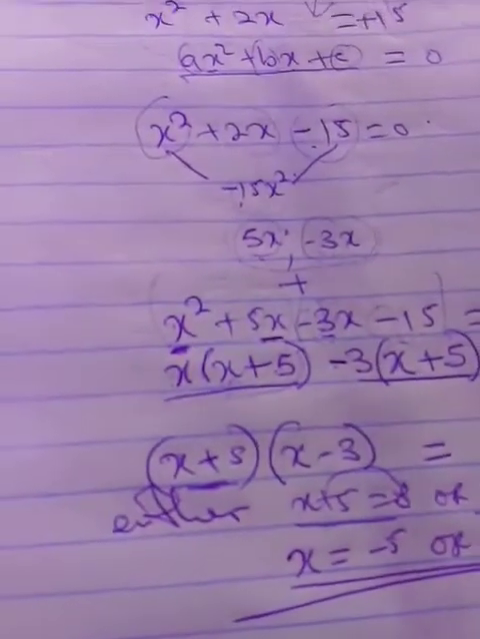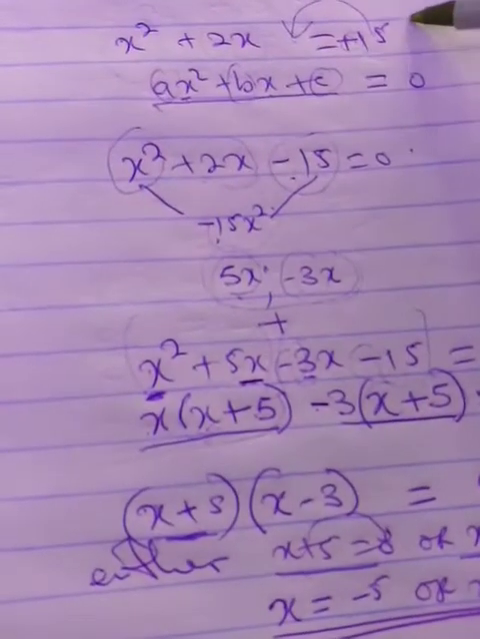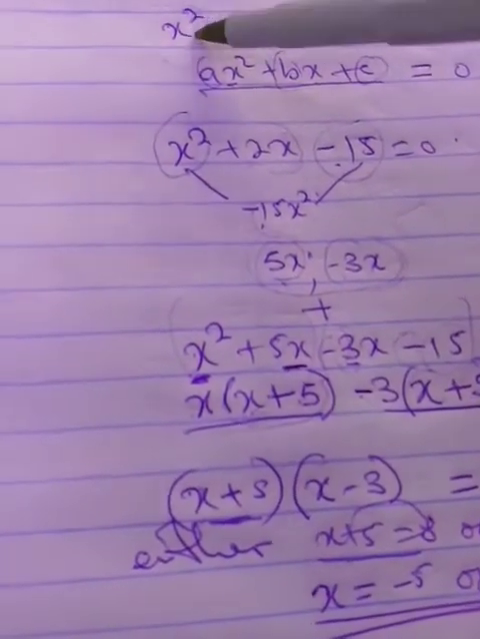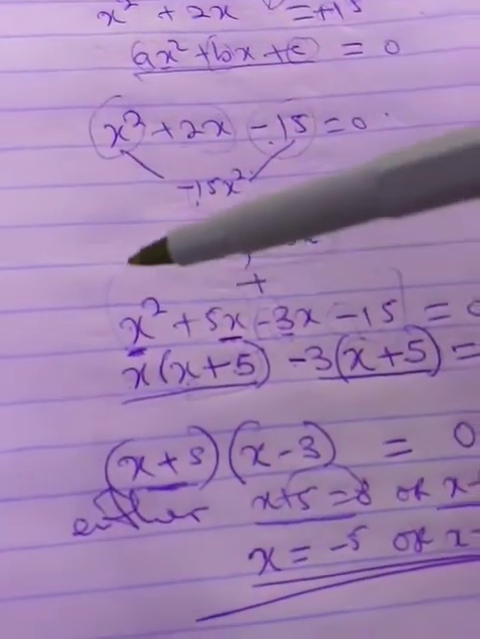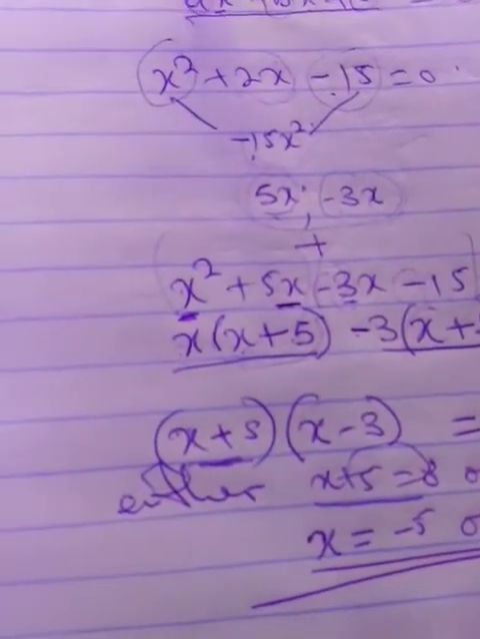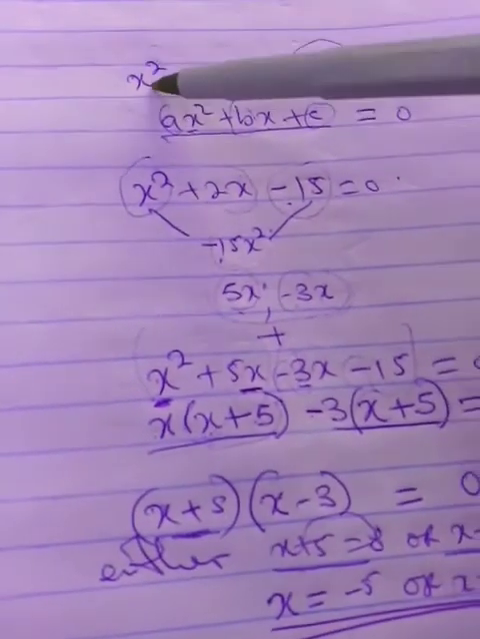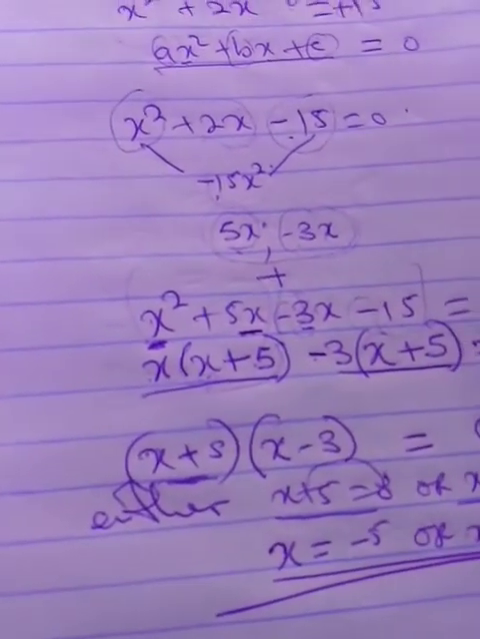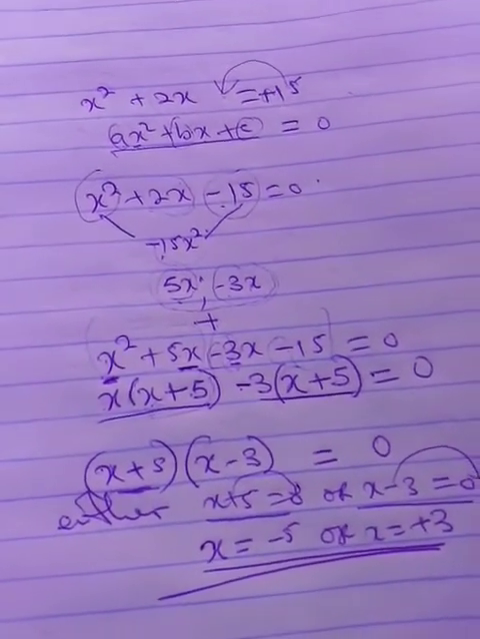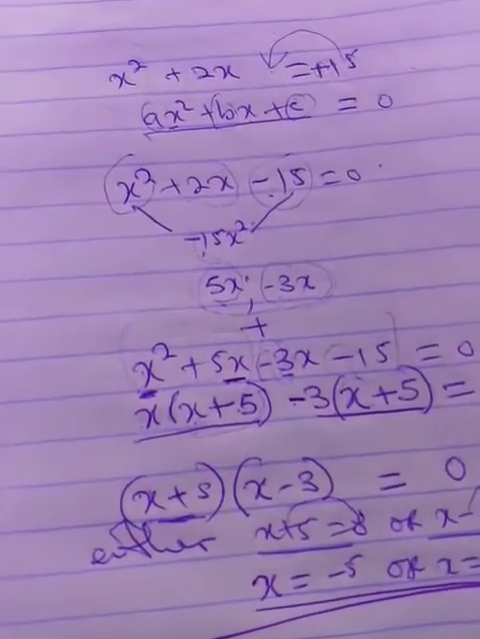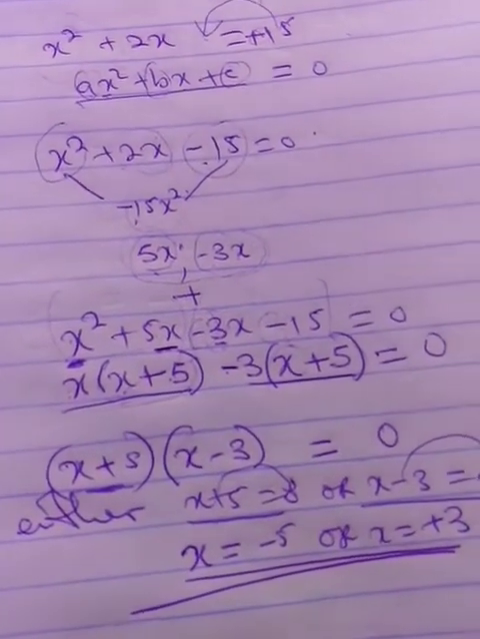So you must take note that whenever you have a quadratic equation, or an equation with the power 2, the values for x must also be 2. When the highest power for x is 2, the values for x must also be 2. This is our answer for the quadratic equation. Let's move on to the last question.